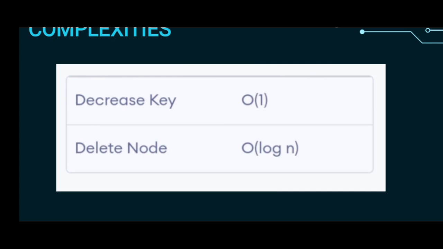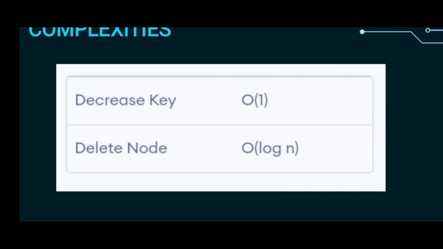Next is the delete node. So this operation removes a node from the min heap. The time complexity is O(log n). So when we delete a node, it involves replacing it with the last element of the heap. And this is called heapifying or reorganizing to restore our min heap property. This heapification process also takes logarithmic time in the worst case.